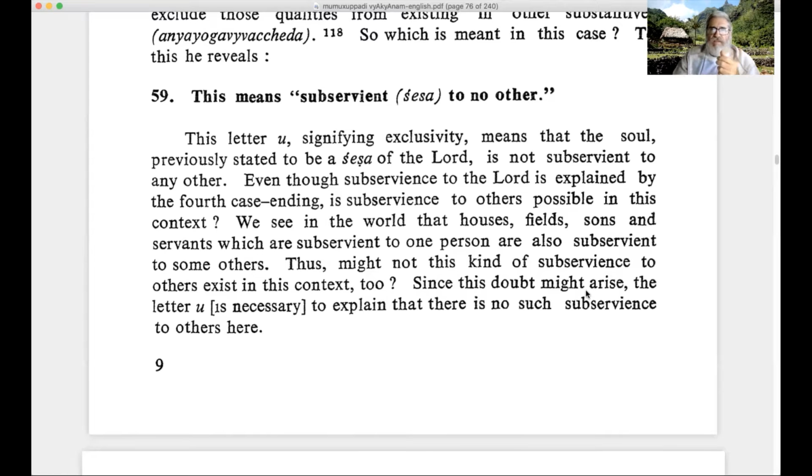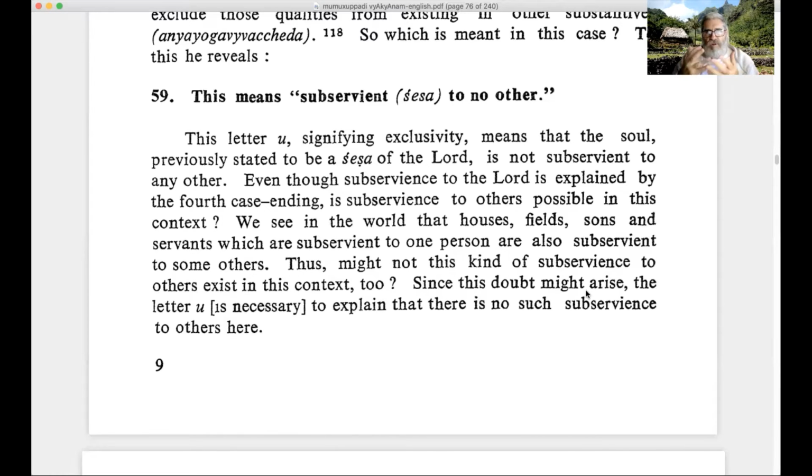So this letter U, signifying exclusivity, means that the soul previously stated as the servant or Shesha of the Lord is not subservient to any other, even though subservience to the Lord is explained by the fourth case ending, right? Previously we discussed the fourth case ending, the dative case ending, to the letter A. So that explains subservience already. This U is going to give exclusivity to that relationship. So we know that we are for Lord Narayana. We have a relationship that we are for his service. That's a dative relationship.